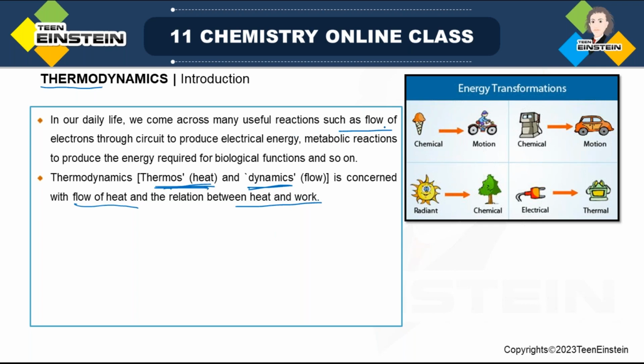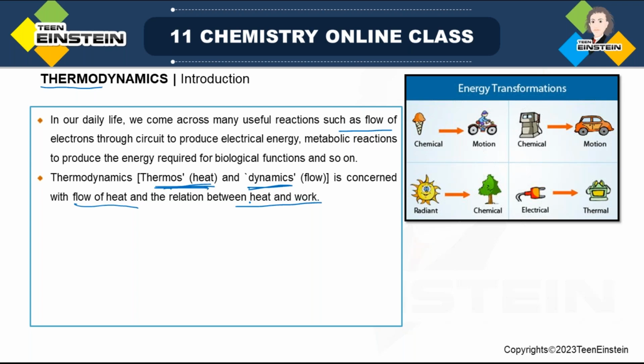Fine. Now in our daily life, if we look at some observations, there are many useful reactions, such as the flow of electrons through a circuit to produce electric energy. So this is day-to-day life. If it doesn't occur, then we cannot get light, that is, the household light I'm talking about.